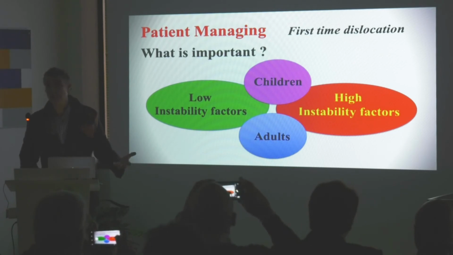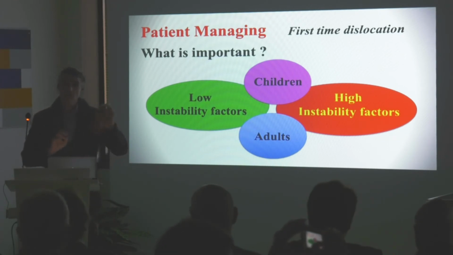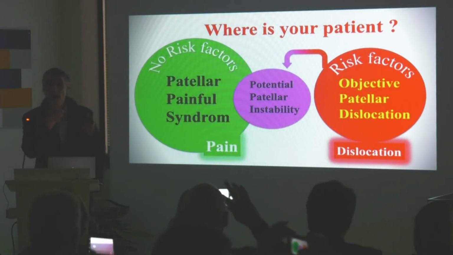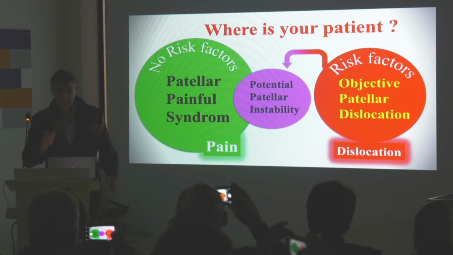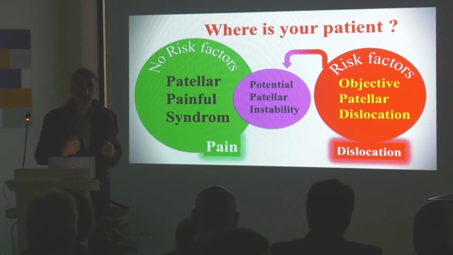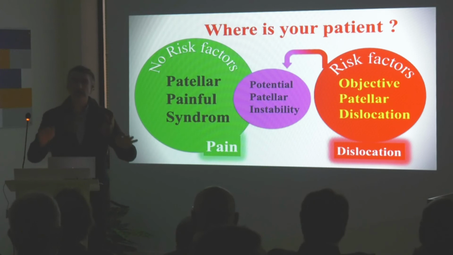So now how to manage those patients and what is important. Children, adults is a little bit different, and you have the low instability and the high instability factors because the evolution of the patient will be totally different. And where is your patient? Your patient could be in the population of a patellar painful syndrome. He feels some instability. He tells you that he has a patellar dislocation, but you look into the X-rays, no trochlear dysplasia, no patella alta, so you know perfectly that this patient will not need any surgery at all.